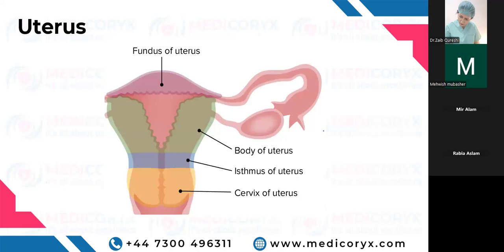Now we're going to talk about the uterus, guys. Again, we have divided the uterus into parts because we want to study the anatomy of an organ in a way that we learn easily and also retain the information. So there is a fundus. Fundus is the uppermost part. Then we have the body of the uterus, on both sides of the endometrial canal. Isthmus of the uterus connects the cervix and the body of the uterus.